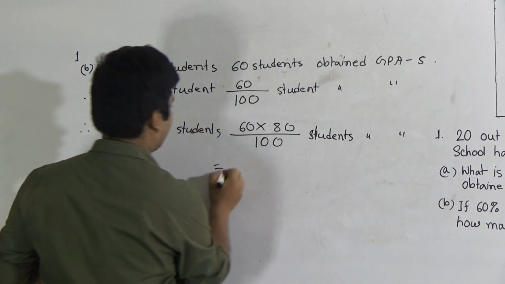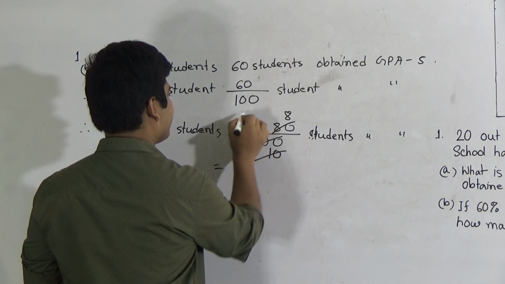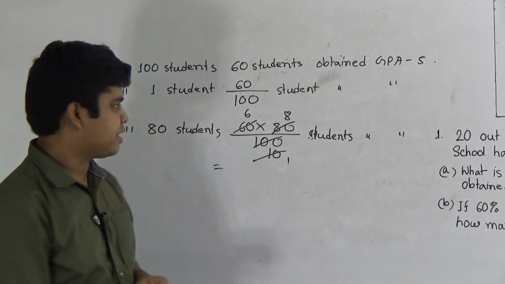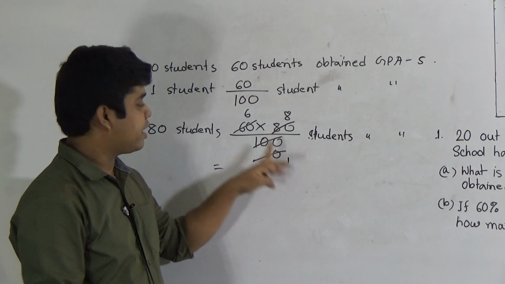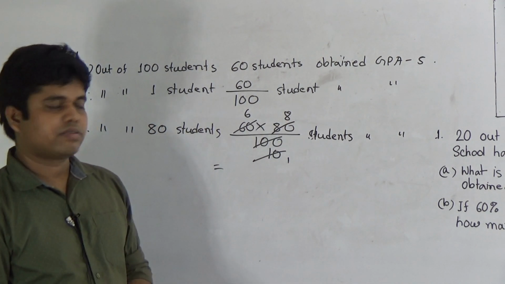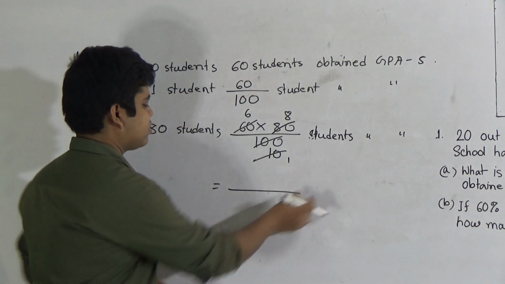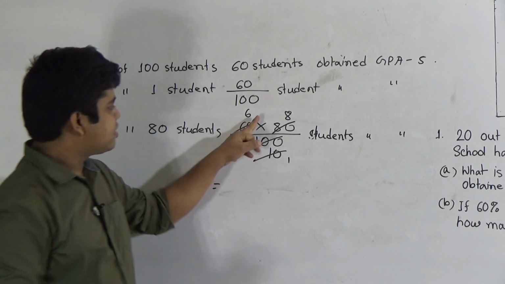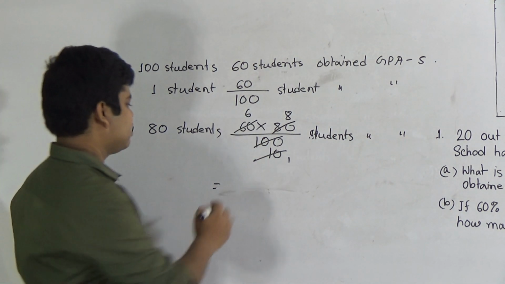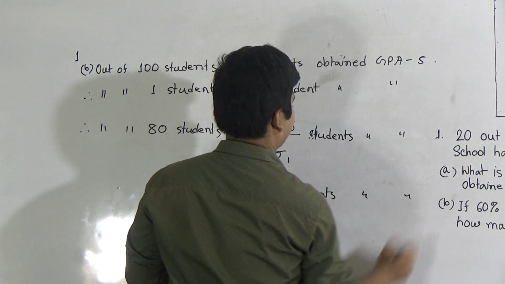obtained GPA 5. Now I cut this, 10 8s are 80 and 10 10s are 100. Now I cut both numbers by 10. 10 1s are 10 and 10 6s are 60. So as numerators are 6 multiplied with 8, and as a denominator here is 1. We need not write 1 because we know that every number has a denominator which is 1. So we neglect this. So now write 6 multiply 8. What do you mean by 6 multiply 8? We just count 6 8s are 48. So 48 students obtained GPA 5, right?